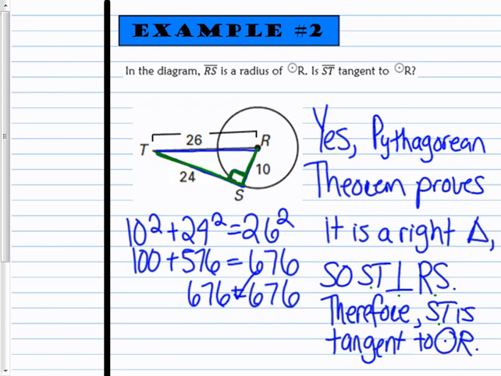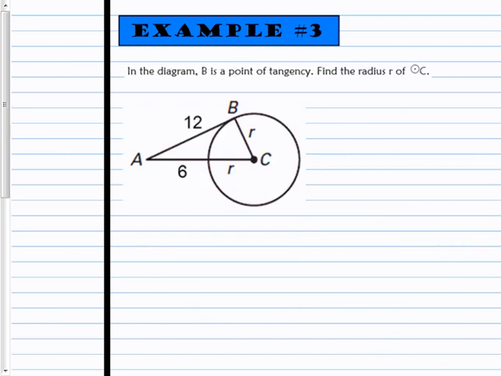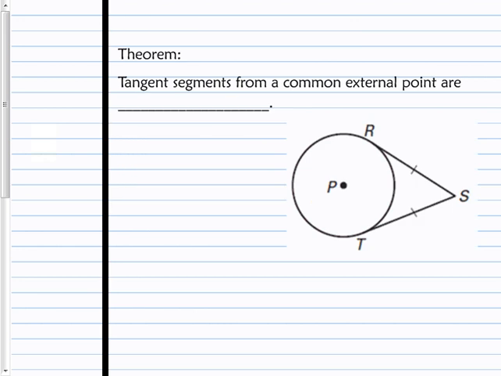Okay, let's keep moving. Example 3 we will do in class together. We're on the back side now. Theorem: tangent segments from a common external point are congruent. For example, this tangent starts at S, and this tangent starts at S. So this tangent and this tangent are congruent to each other because they start from a common external point.